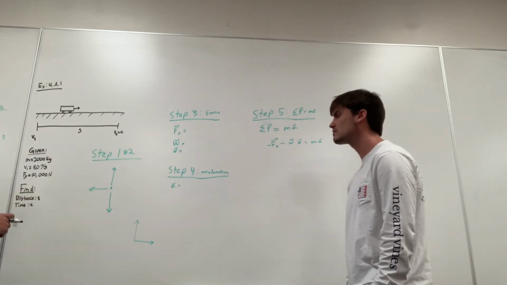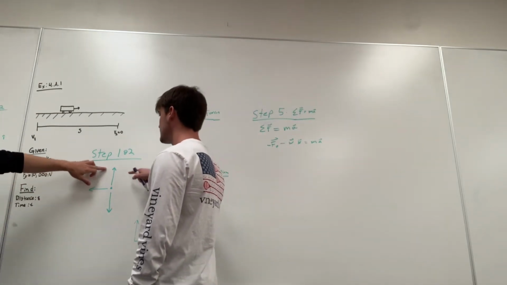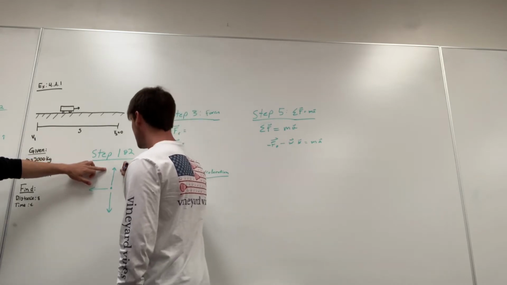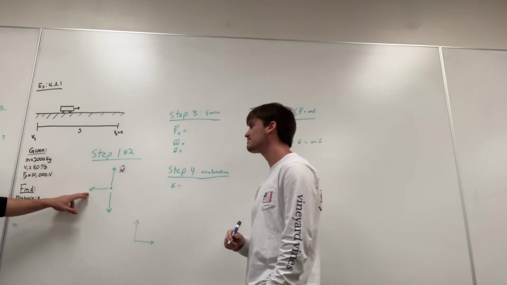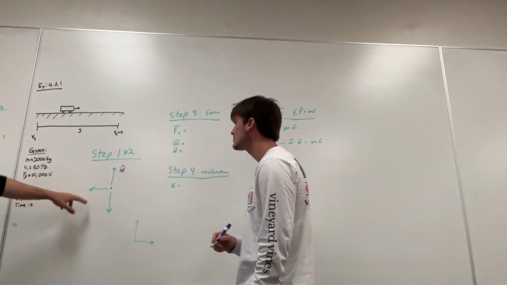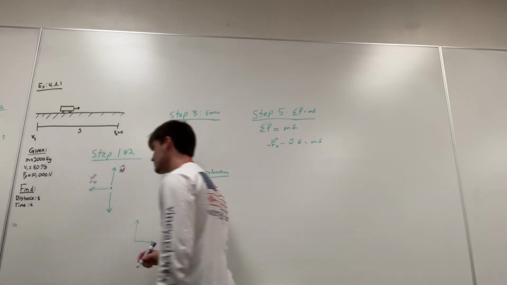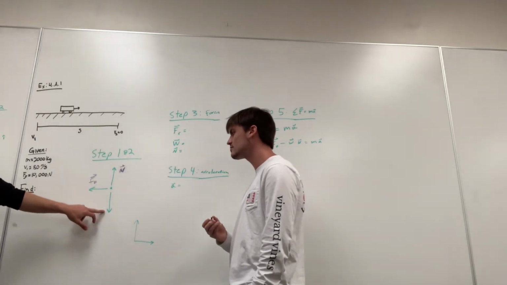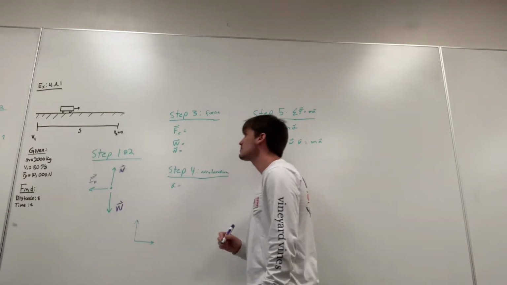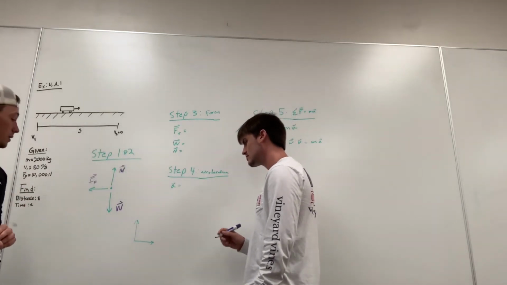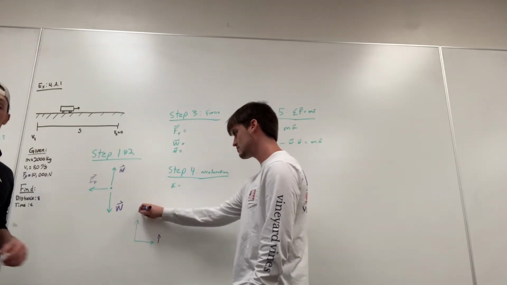In step 1, we find the free body diagram and we draw all the forces. So in the upward direction, we have the normal force. In the opposite direction of the movement, we have the force of friction. And down, we have the weight force. And then in step 2, we go over the coordinate system of i in the x direction and j in the y direction.